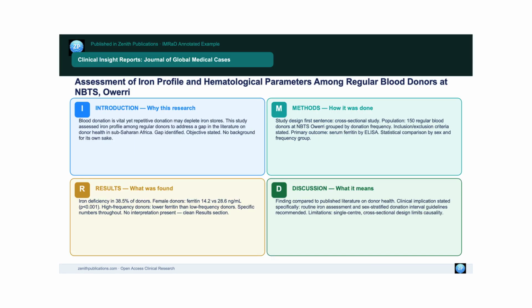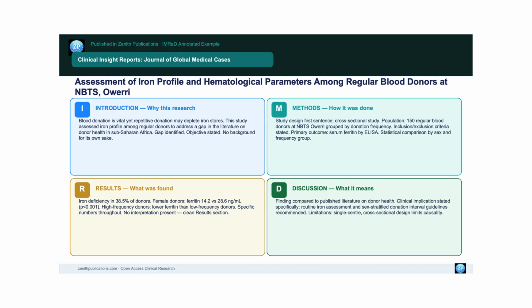Here is what this looks like in a real published paper. Article 6 in Clinical Insight Reports, Assessment of Iron Profile and Hematological Parameters Among Regular Blood Donors at NBTS, ORI. The introduction identifies the gap directly. Donor health in sub-Saharan Africa is underrepresented in the literature, and the study objective follows immediately. No unnecessary background. The methods section opens with the study design in the first sentence, a cross-sectional study of 150 regular donors, followed by clear inclusion and exclusion criteria, and a precisely defined primary outcome.